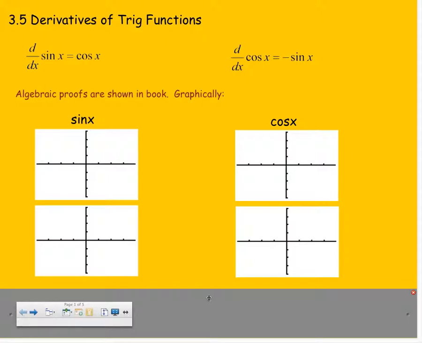Now, if you want to see an algebraic proof of why the derivative of sine equals cosine, the algebraic proofs are in the book. I'm going to show you graphically why the derivative of sine is cosine. And we've actually already done this a little bit when we did that graphing worksheet. The first thing I'm going to do, I'm going to step away, and remember how my voice gets quieter when I do this, so you might want to turn it up a little bit.